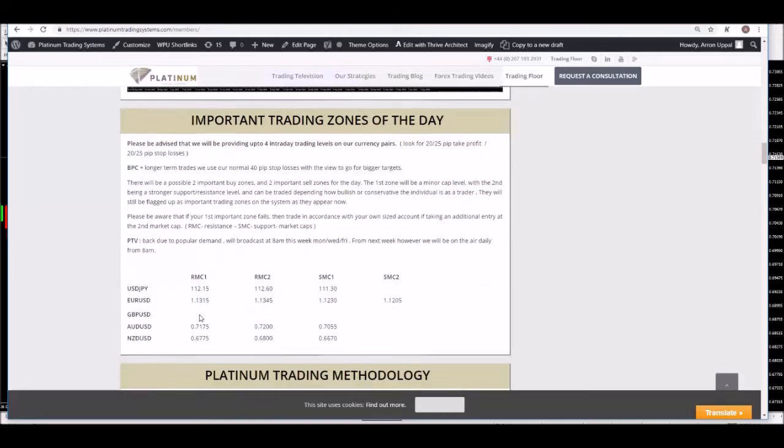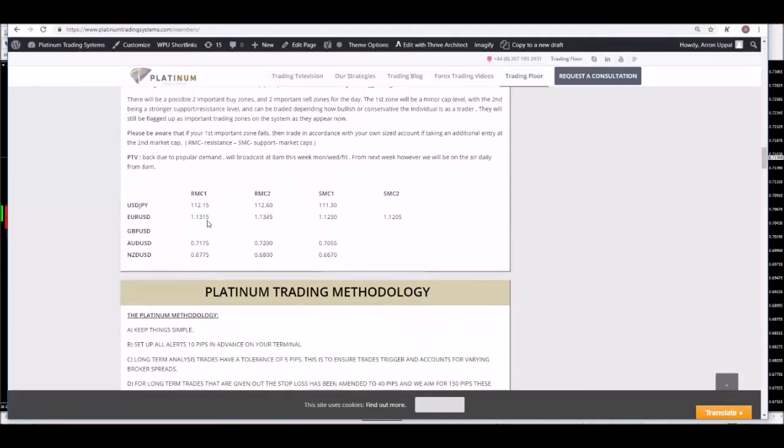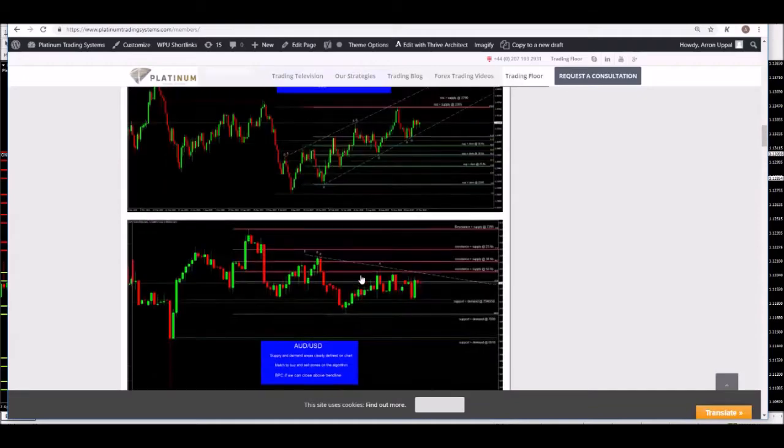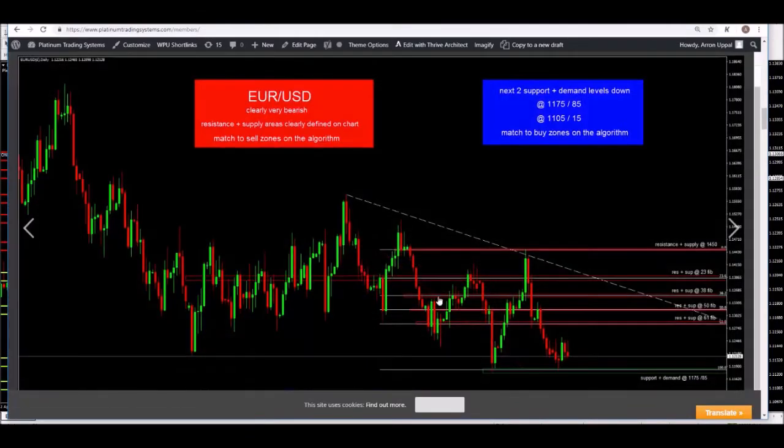Let's take you now to the important zones. The important zones here are all the intraday trading levels. Let me take you through these levels and give you an understanding of what's triggered in. On the euro, we've had 3 sell zones trigger. I've indicated with the white line where you would be matching up to the sell zones and taking them. This is based on our daily chart analysis. I'm going to scroll up and show you that now. It says on the euro, you match to sell zones on the algorithm. Resistance and supply areas, clearly defined on the chart, match to sell zones on the algorithm. It doesn't get any clearer than that.